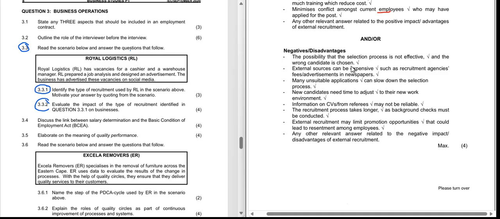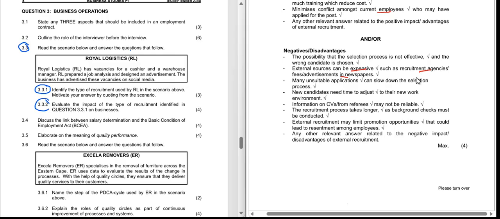So there is this possibility that you might choose the wrong candidate. External sources can be expensive, such as recruitment agencies, fees, advertising, newspapers. So that's another disadvantage: if you are going to use recruitment agencies, for example, to give you a candidate, they're going to charge you a lot of money. So it could be expensive for the business to do that.